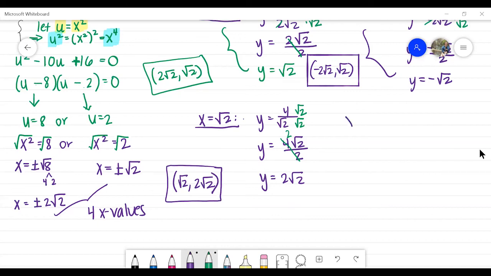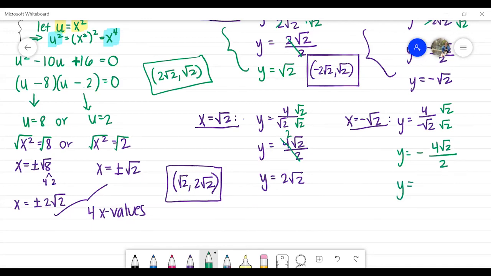And then its counterpart, x is negative root 2. So when you plug that in, you get y is 4 over negative root 2. You still have to rationalize like we just did. So times root 2 times root 2. So you get y is negative 4 root 2 over 2, which again, when you cancel, tells us y is equal to negative 2 root 2. So this gives us the ordered pair, negative root 2, negative 2 root 2. And those are your 4 points. You're always welcome to plug them into the other question, no problem.